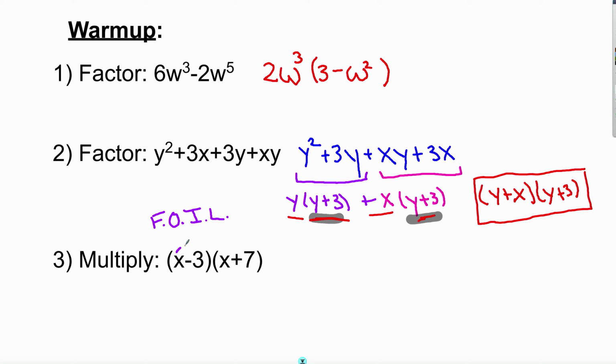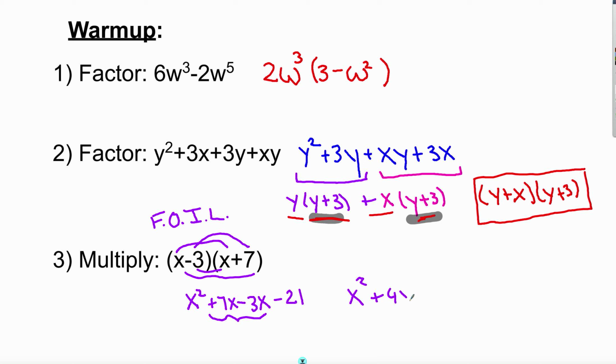So first term times first term gives me x squared. When I multiply the outer terms, I get plus 7x. When I multiply the inner terms, I get minus 3x. When I multiply the last terms, I get minus 21. And then I need to combine like terms here in the center. So I get x squared plus 4x minus 21.